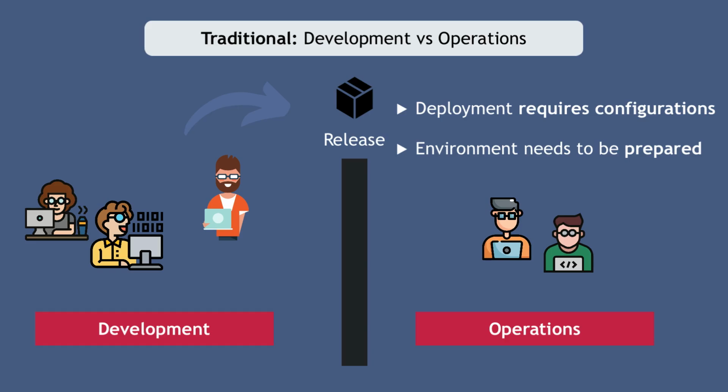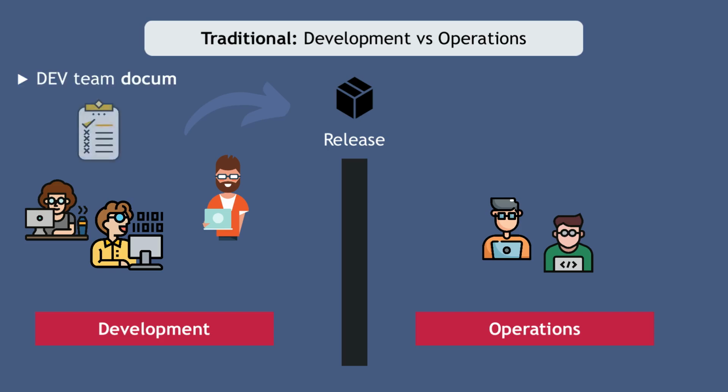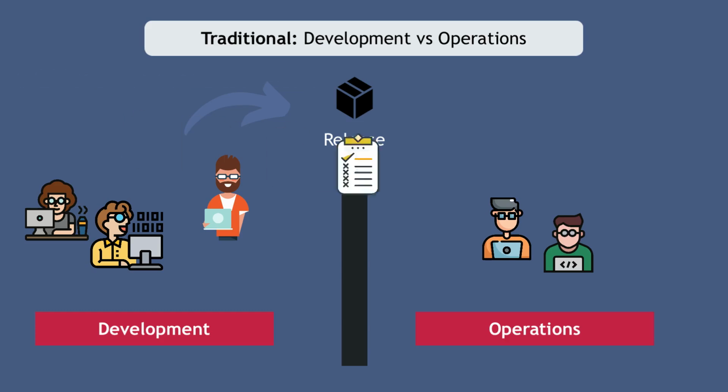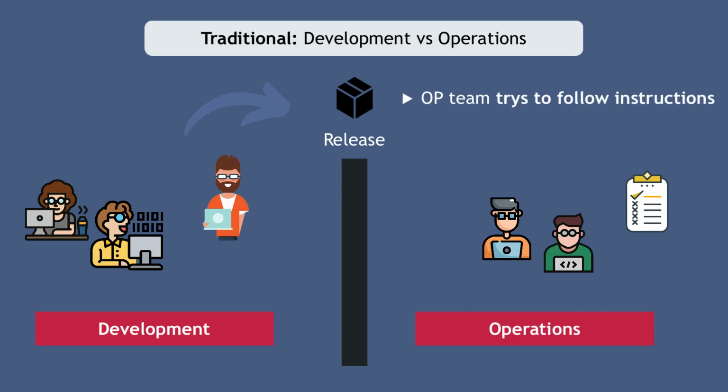So in the traditional software development process, in this ineffective process, what happens is the development team documents the instructions of how to deploy the application and then hands over the built artifact of the application, together with the instructions of how to deploy that, to the operations team. The operations team tries to follow the instructions to configure the application, to prepare the environment for deploying it.